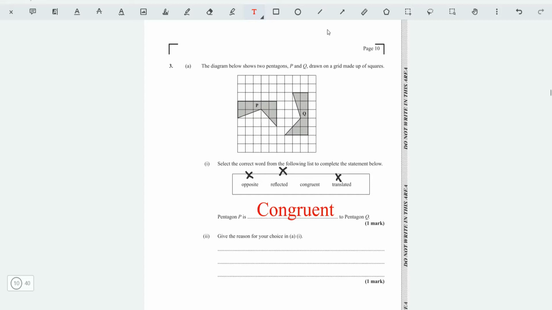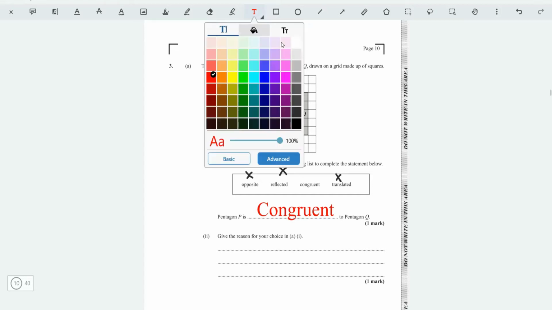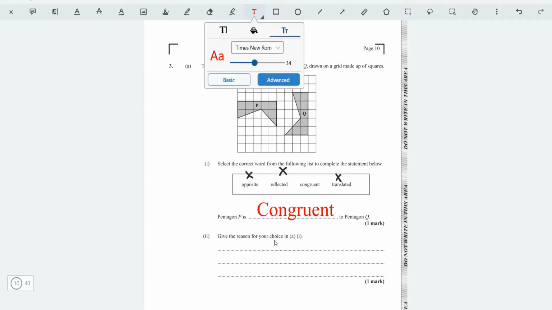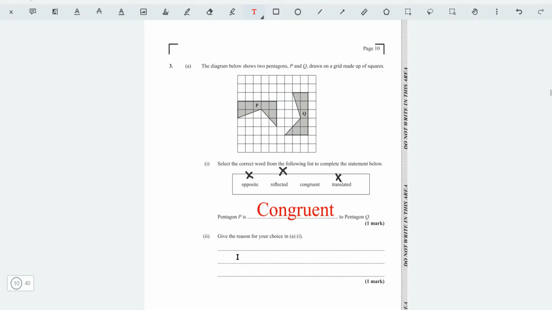All right, let me reduce the font size just a little bit. Why are they congruent? They are congruent since they have the same shape and area.